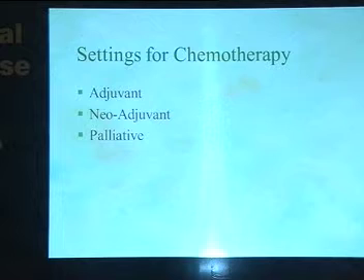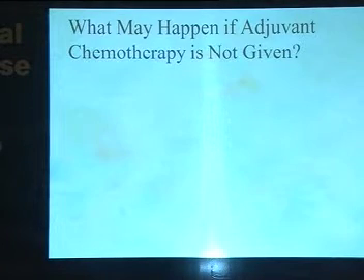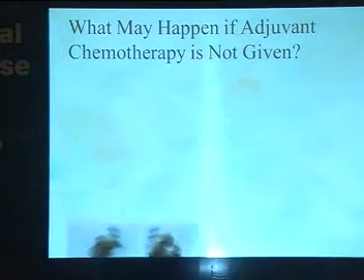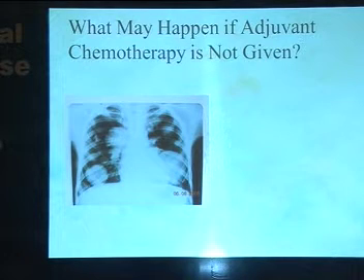The settings are adjuvant, neoadjuvant, and palliative. Now, 40 or 50 years ago, we all know that osteosarcoma was amputated very often. And what happened was the patients came back with metastatic disease to the lungs. This obviously implied that there was micrometastatic disease.